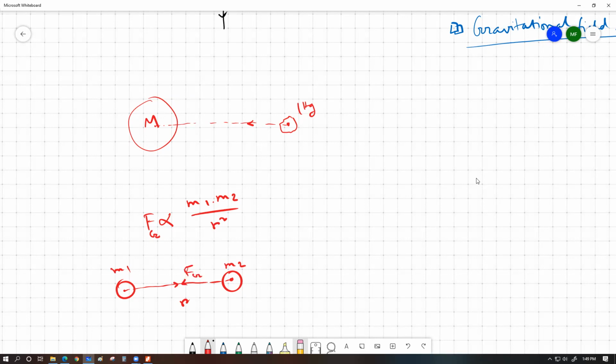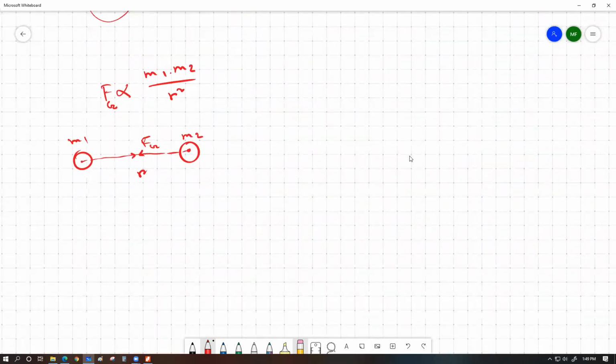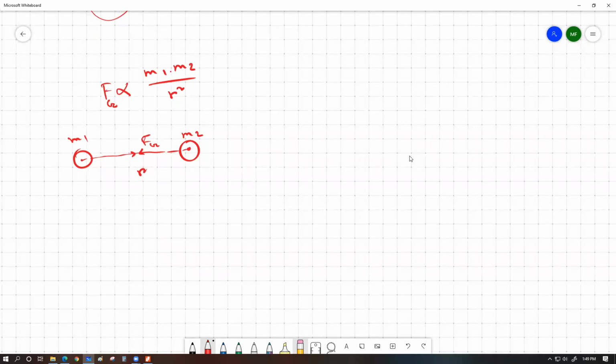Coulomb's law, the law that tells us about the force that exists between charged particles, tells us that the force between two charged objects is directly proportional to the amount of charge of these two objects, q1 multiplied by q2 divided by r square. So if you have two charged objects, let's say one has a charge of q1, the other has a charge of q2, and they're spaced apart by a distance of r between their centers, in that case the force that will exist between them is going to be Fc.